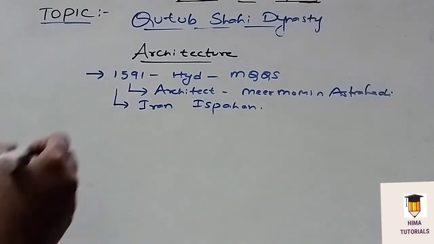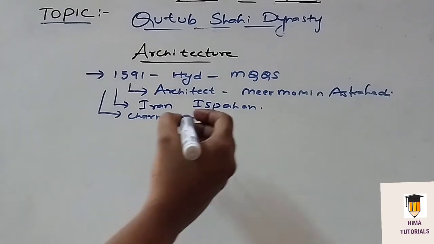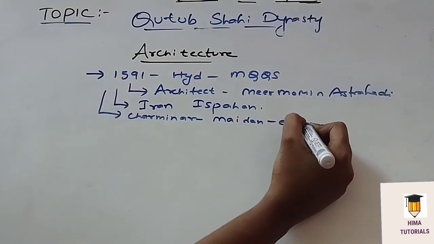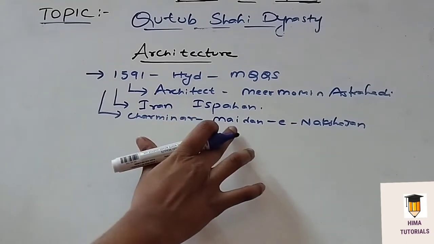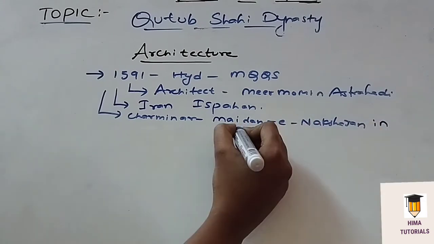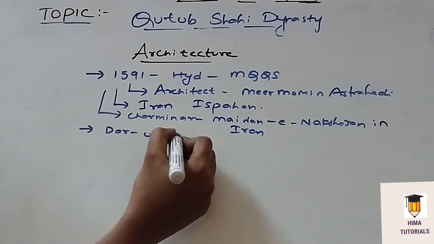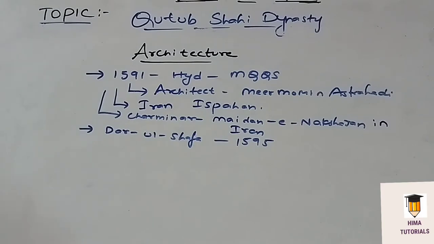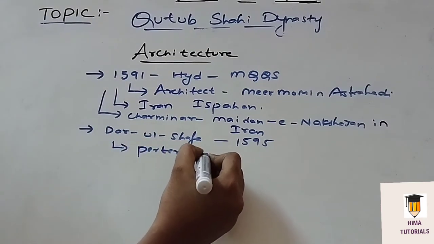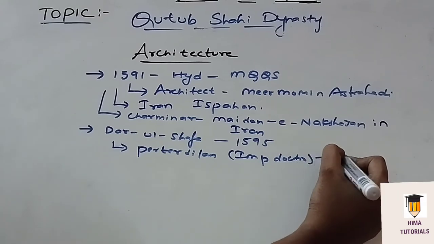In a similar way, the Charminar was based on the construction of Maidan-e-Naqsh-e-Jahan, which is also located in Iran. Coming to the next point, Dar-ul-Shafa was a hospital constructed in the year 1595. The important doctor in this hospital was Peter Dillon, who was Dutch.